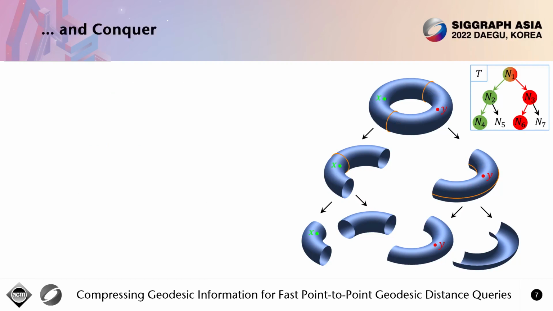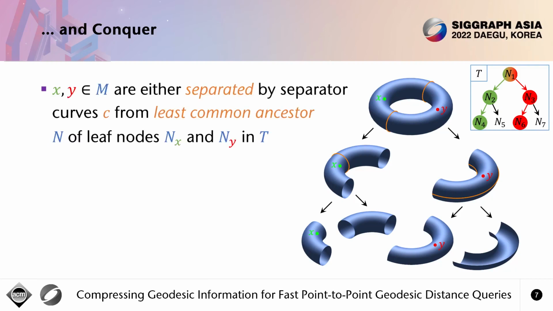Now, given this information, we can guarantee that any points x and y are always separated by some separator curve. More precisely, they're separated by some separator curve that is associated with the least common ancestor of the leaf nodes nx and ny. In this example, it would be the root node n1 itself, and indeed, in the root node we have a separator consisting of two separator curves, and together they separate x and y. And any path from x to y is deemed to straddle either the curve C11 or the curve C12.